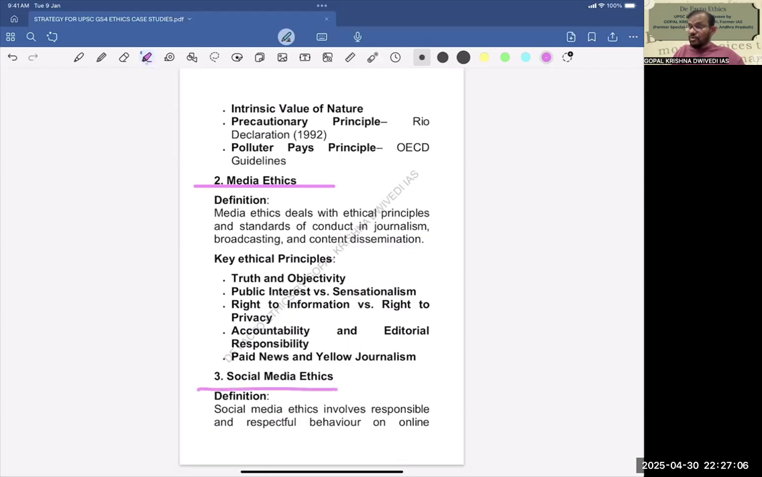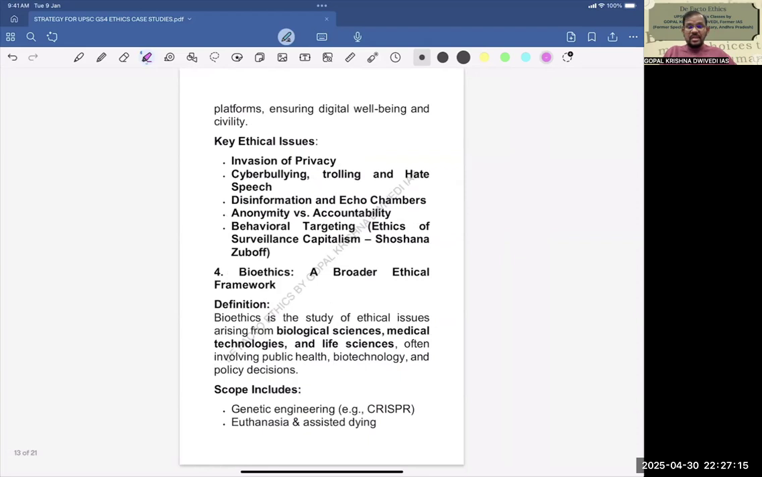Then there is another, social media ethics. This is also very important, because case studies related to social media come. Social media ethics also has to be applied there. For example, the key ethical issues can be invasion of privacy, cyberbullying, trolling, hate speech, disinformation, echo chambers, anonymity versus accountability, behavioral targeting, ethics of surveillance capitalism. All these terms I'm going to explain in the next video. So you can also study yourself, but I will also be explaining subsequently.